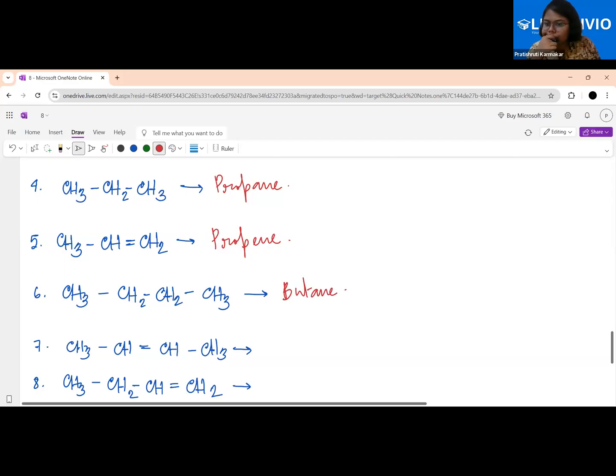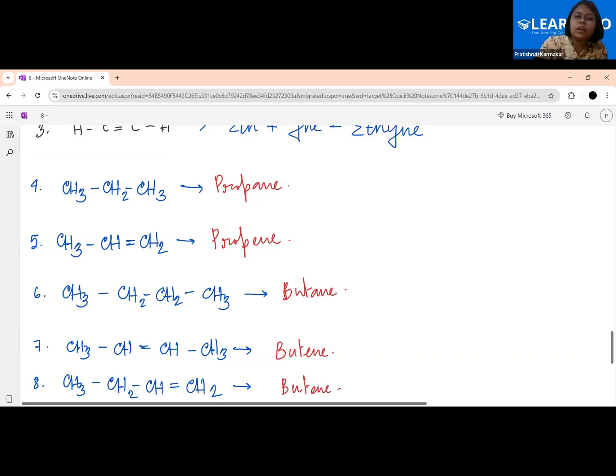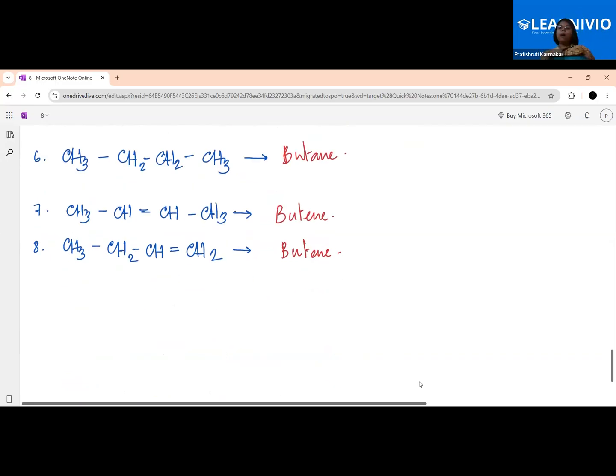Did you do the seventh one, Neha? Yes, ma'am. So tell me what it is. Butene. Butene. And what about the eighth one? The same, ma'am. It is the same butene. Now here comes the next point. Both of these are butene.